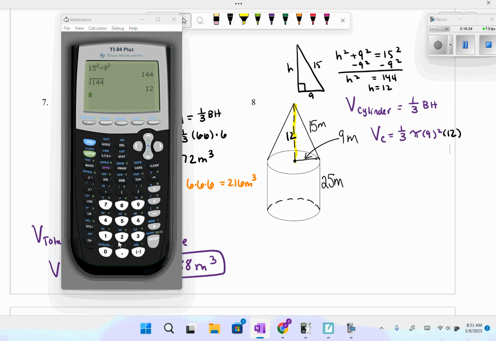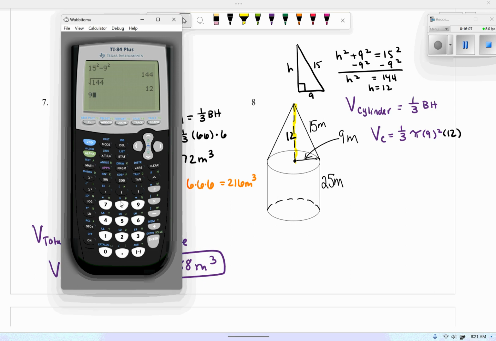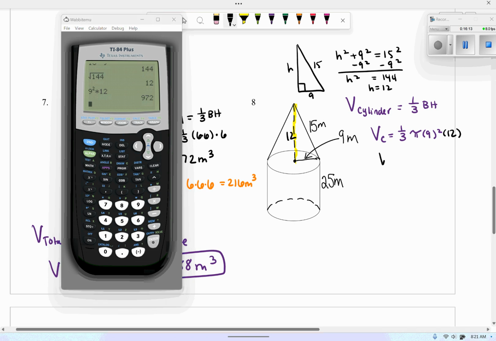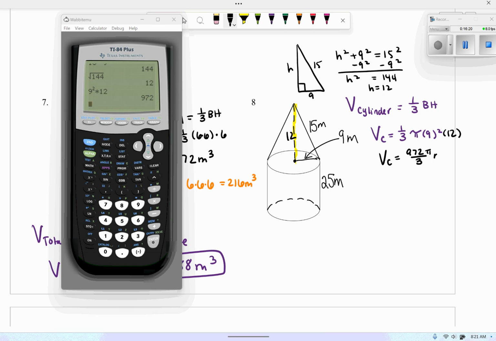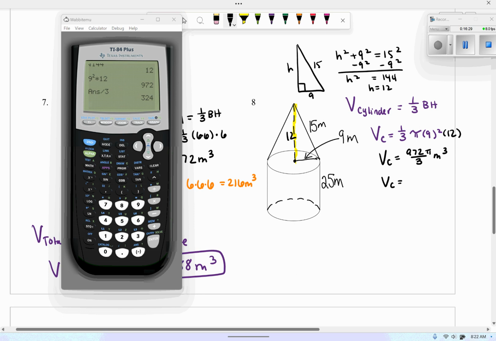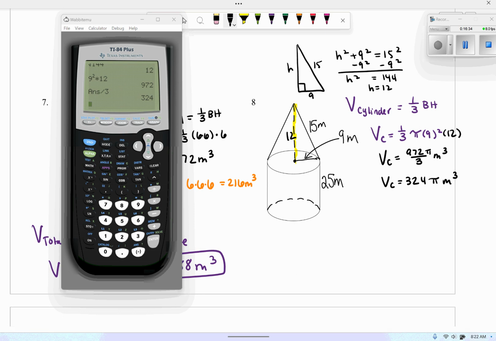So the volume then of the cone, we have 9 squared, which is 81, times the 12 in the numerator. So the volume of the cone equals 972 pi over 3, and this is cubic meters. 972 divided by 3 gives us 324. So the volume of the cone equals 324 pi cubic meters. We're going to leave the volume as exact for right now.